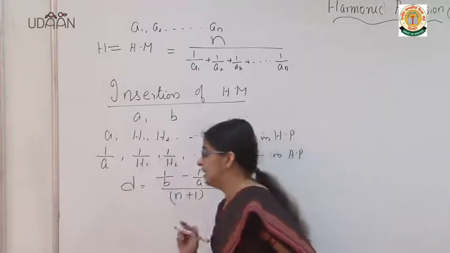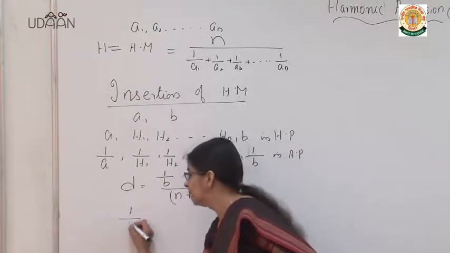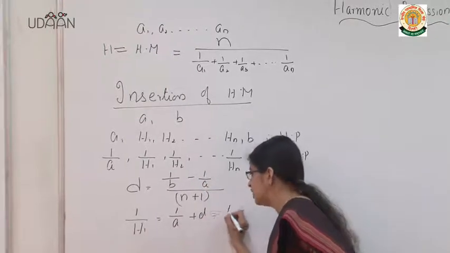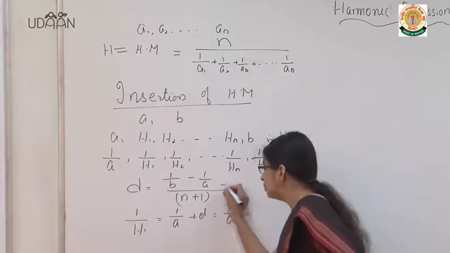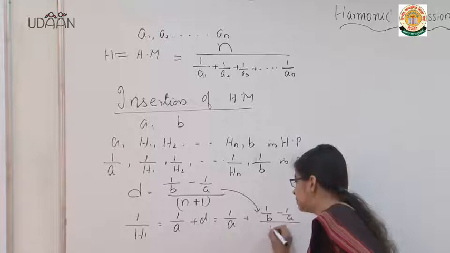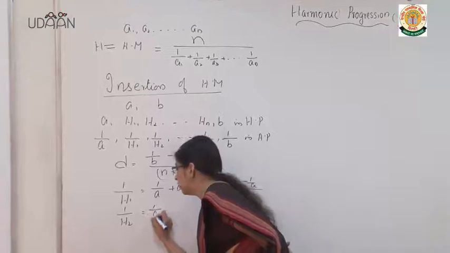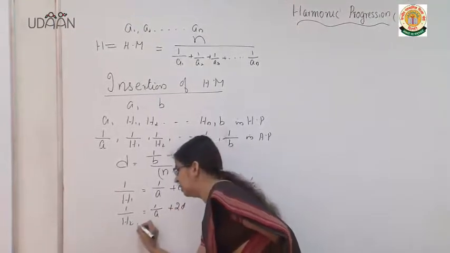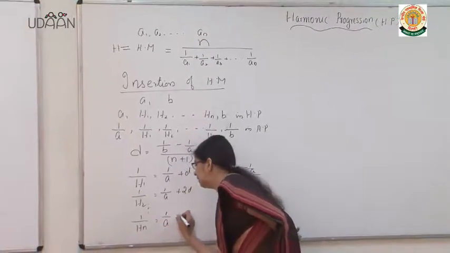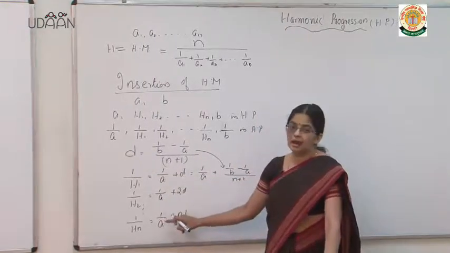Now, how to find H1? These terms are in arithmetic progression. So, 1 by H1 is given by 1 by A plus D, which is equal to 1 by A plus, put this value of D, that is (1 by B minus 1 by A) divided by n plus 1. Similarly, 1 by H2 equal to 1 by A plus 2D, etc. 1 by Hn equal to 1 by A plus n times D. We can find all the n harmonic means.